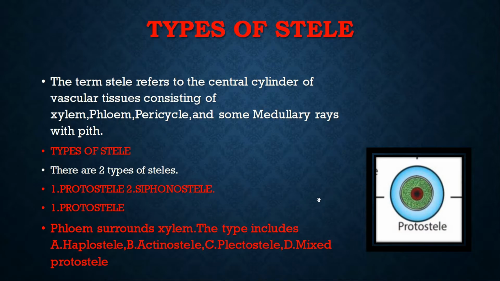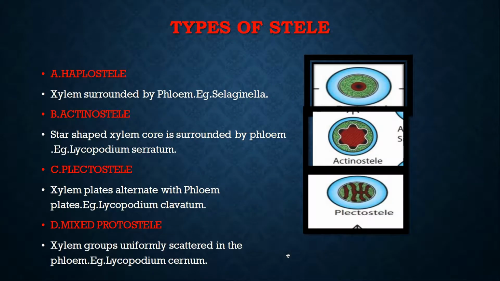Protostele, the first one. Phloem will surround the xylem. In protostele, phloem will be outer and xylem will be in the center. It includes many other types, namely haplostele, actinostele, plectostele and mixed protostele. In haplostele, the xylem is surrounded by phloem. Example, Selaginella. In actinostele, the xylem will be star shaped. This is present in the center as core, and this will be surrounded by the phloem.